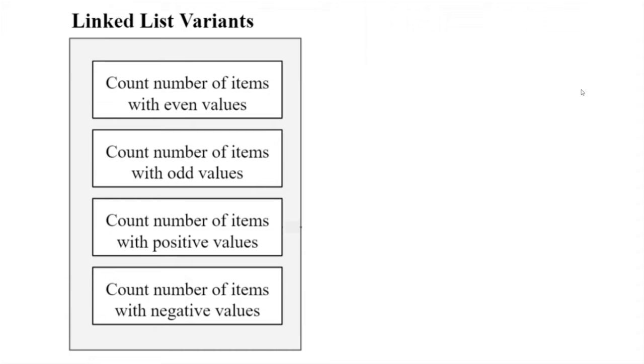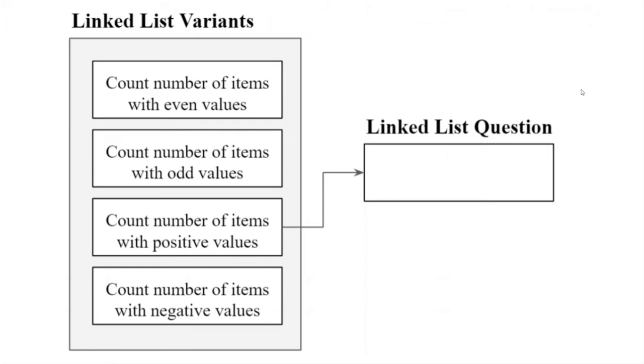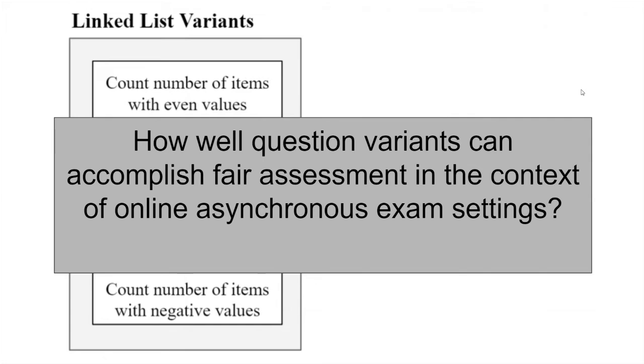So we can now put all the question variants into the pool. Variants are assigned at random, and each student gets 1 variant and 1 variant only. And from their perspective, this was their question on linked lists. But now we have 2 competing goals in these variant designs for online asynchronous exams. Do these deter collaborative cheating, and are these variants fairly assessing students' knowledge or skill? Prior research has investigated the first goal. We will be focusing on the latter one of how well question variants can accomplish fair assessment in the context of online asynchronous exam settings.